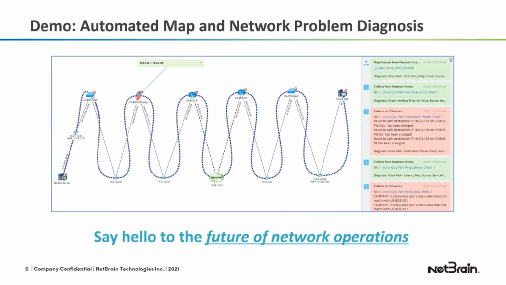So let's get into our demo. I'll be showing 2 things. You can see here from the image, this will be the automated map that NetBrain will produce, and on the right you'll see the diagnosis results. Basically you'll see things in green and red. Red would be possible problems, and greens would be checks that NetBrain performed automatically, where everything looks good. So let's get into NetBrain.